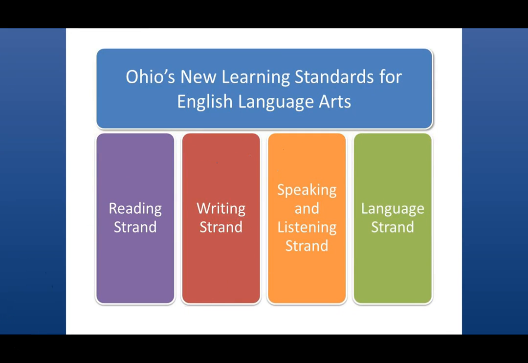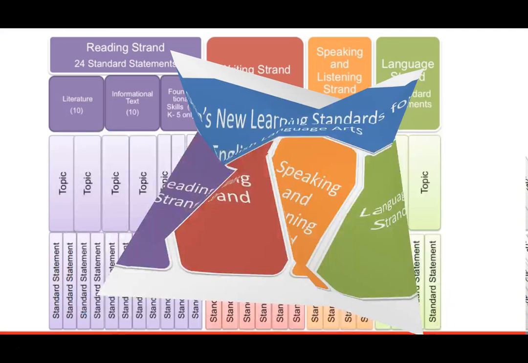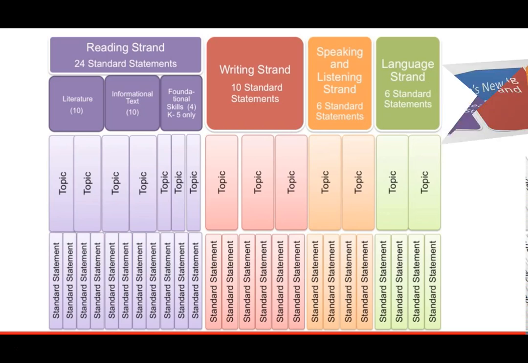Just a real quick reminder that the new standards are divided into 4 big strands: reading, writing, speaking and listening, and language. And then we can break that down further into topics underneath each of these strands. And remember, the reading strand's a little weird because it's sort of broken into 2 sub-strands, literature and informational text. And remember, we don't care about this. And as I promised in the first video, we're going to get to these now, in the second video, okay?